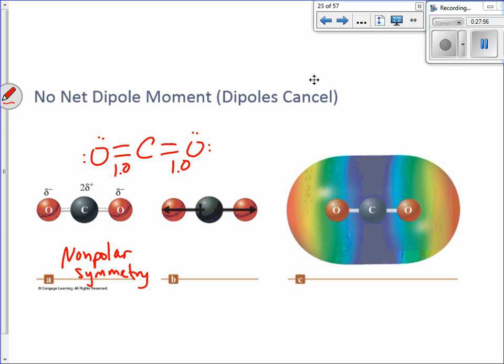If you look here, they're both pulling equally, so you really have two sides that are both negative, okay? So there is no dipole created. In order to be a dipole, one side has to be partially positive, one side has to be partially negative. So here, if I'm drawing the dipole moments for carbon dioxide, one goes this way, one goes this way, okay? And then you have a nonpolar molecule, even though it contains polar bonds.